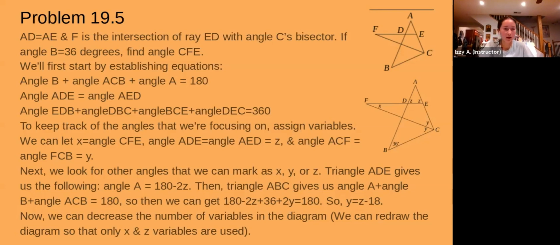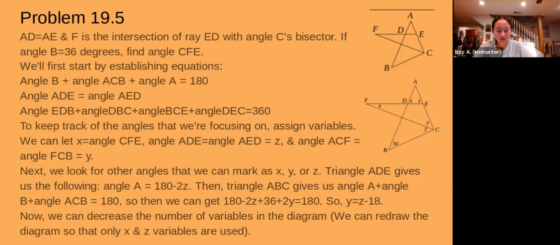And to keep track of the angles that we're focusing on, we're going to assign variables, as I previously hinted at. So we can let x equal angle CFE, angle ADE, which is equal to angle AED, would be equal to z, and angle ACF, which is equal to angle FCB, would be equal to y. Next, we look for other angles that we can mark as x, y, or z.